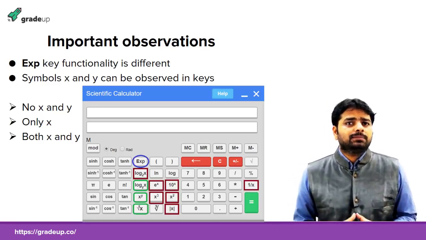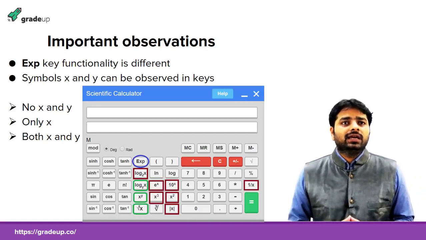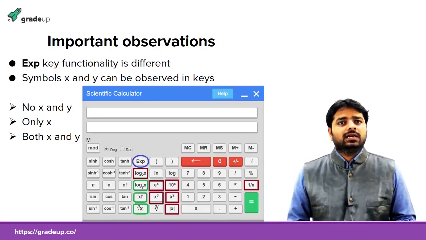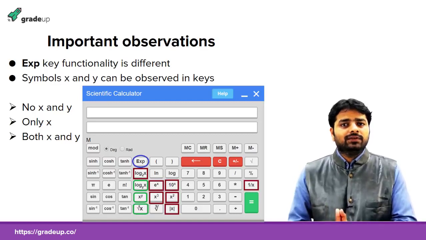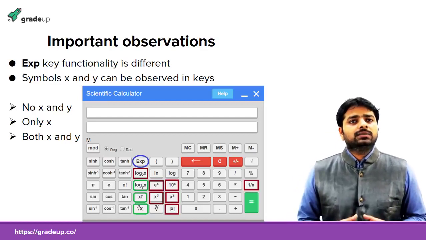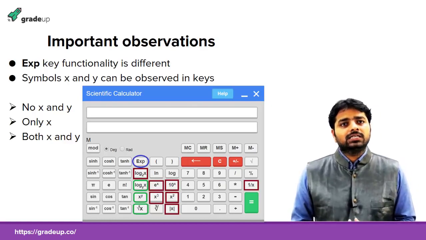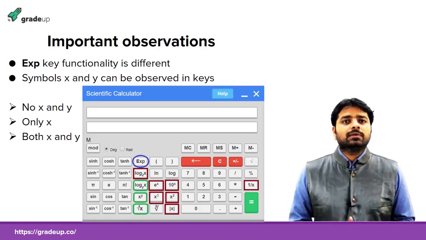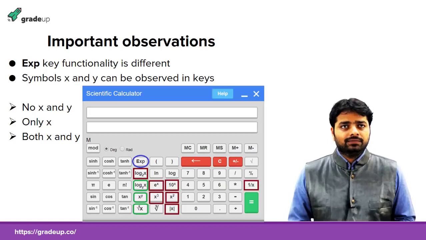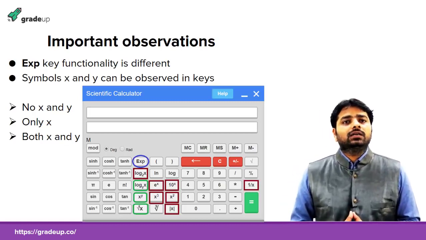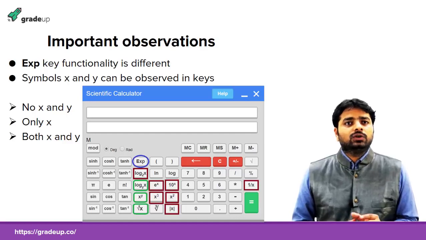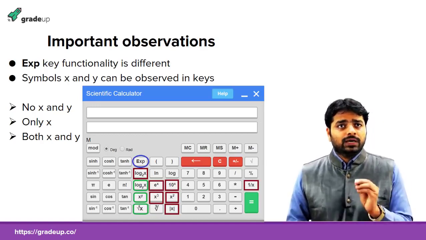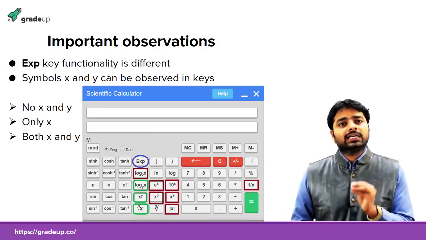Now here are some simple observations. EXP is a very special key, which expects two inputs and calculates x into 10 to the power of y. So press x, then press EXP, then y, which will give you x into 10 to the power of y. The symbols x and y can be observed on the keys, because some of the keys have x, some have x and y, and some have no x and y. Sine, cos, tan don't have an x inside, and they expect only one input. But EXP, even though it doesn't show x and y, expects two inputs.